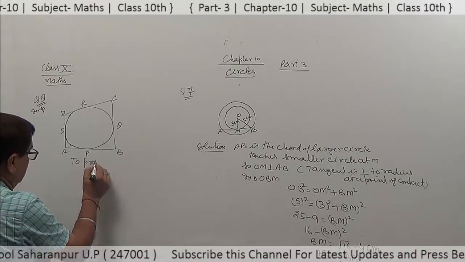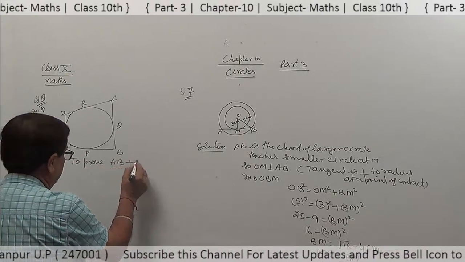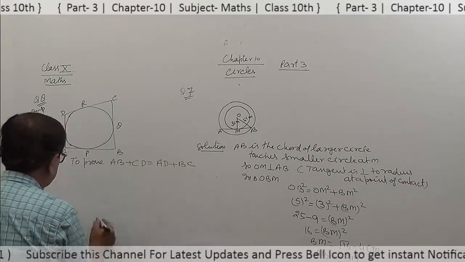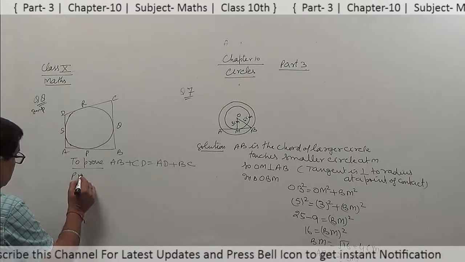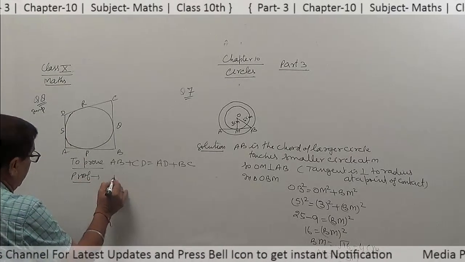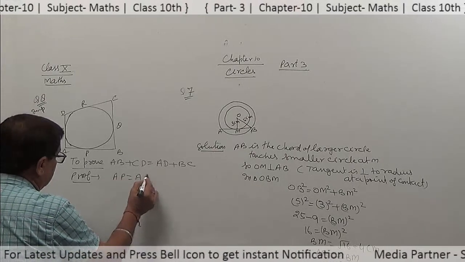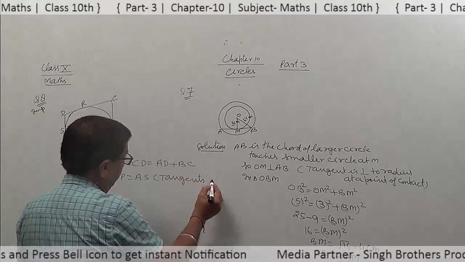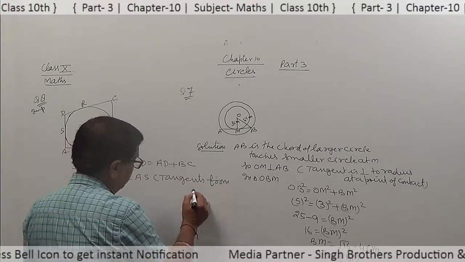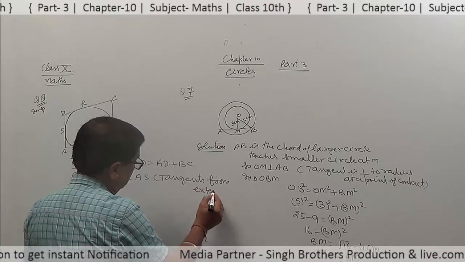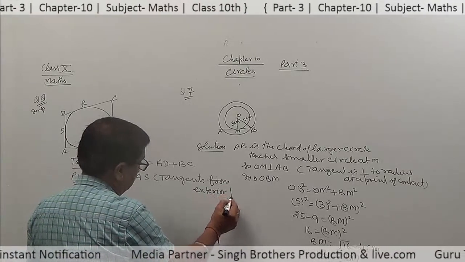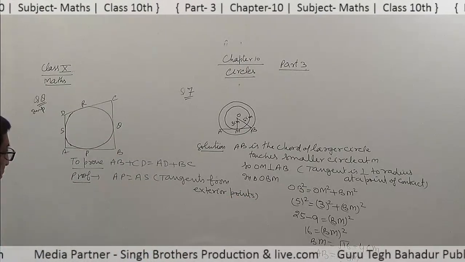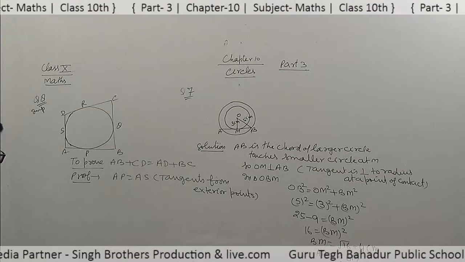AB plus CD is equal to AD plus BC. Now proof: AP is equal to AS. The tangents from an exterior point are equal. The lengths of tangents from an exterior point are equal.